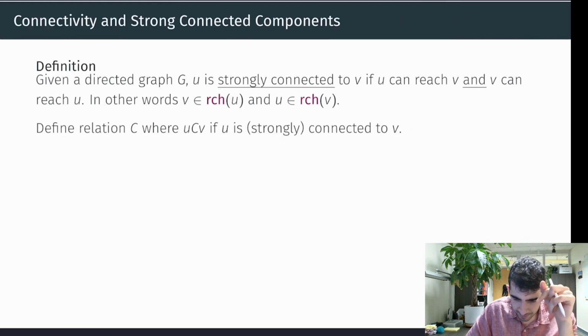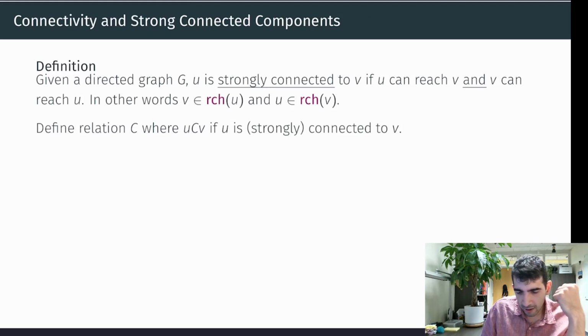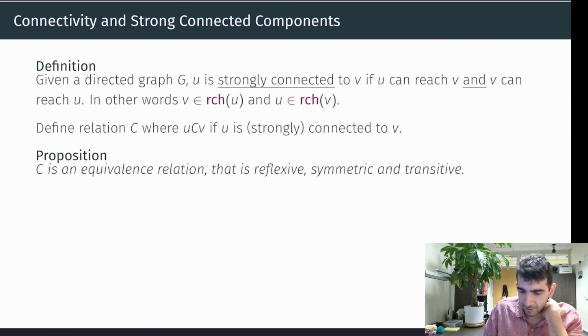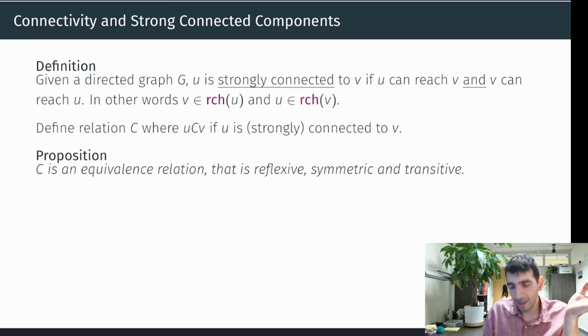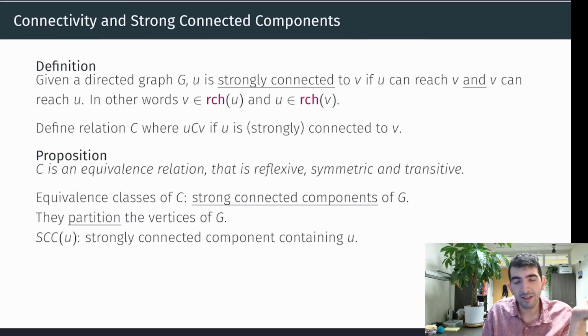So we need to define a relation C where UCV if U is strongly connected to V. This strongly connected relation is an equivalence relation. It is reflexive, symmetric, and transitive, as we said before. In the undirected case, this was true, and in the directed case, this is true as long as the two nodes are strongly connected.